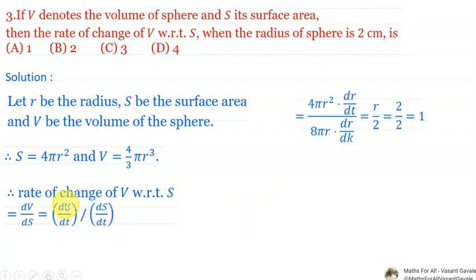Now, the derivative of the volume with respect to t is 4 pi r square into dr upon dt, and the derivative of the surface area is 8 pi r into dr upon dt. Now here dr by dt gets cancelled, pi gets cancelled. 4 upon 8 means what? 1 upon 2. r square upon r means what? r by 2. Substitute the value of r as 2, then you will have 2 by 2, which is equal to 1. And hence the rate of change of V with respect to S is 1, and hence option A is correct here.